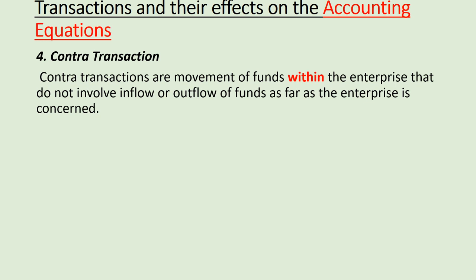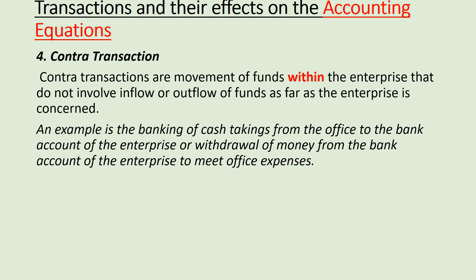Just to add more light on the example I've given, another example is the banking of cash taken from the office to the bank account of the enterprise, or withdrawal of money from the bank account of the enterprise to meet office expenses. So you get money put in the bank, that's a contra. Money hasn't moved out of the enterprise and no money has come into the enterprise. You get money from the bank for business usage. That's also a contra.